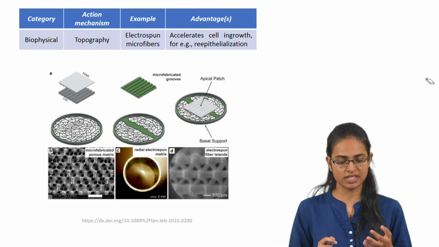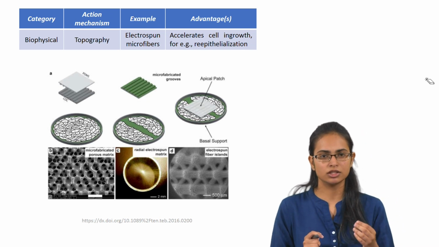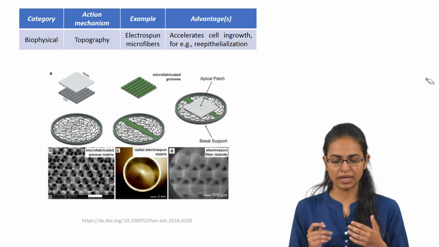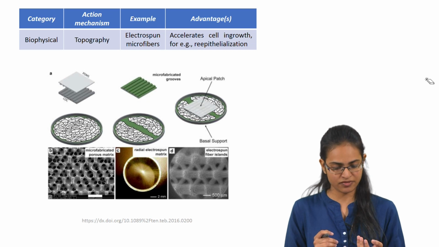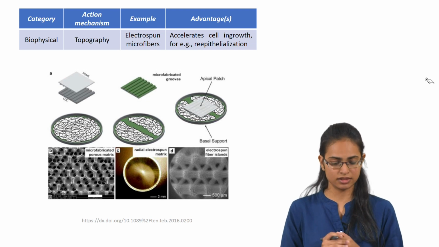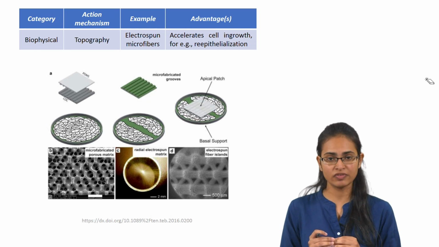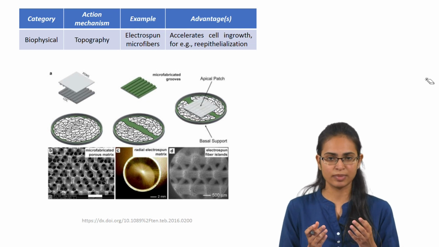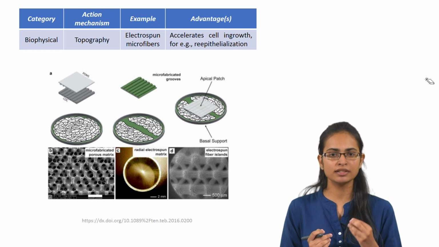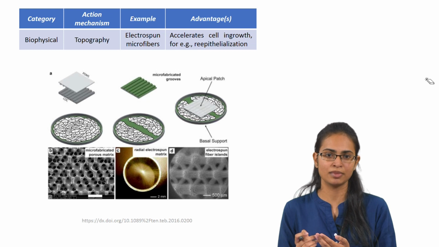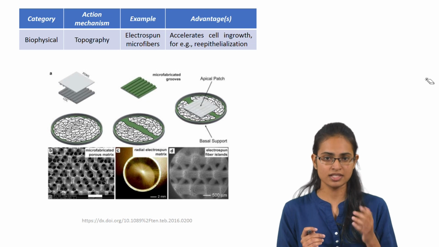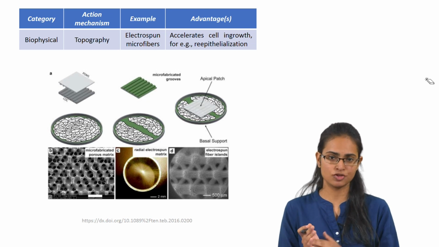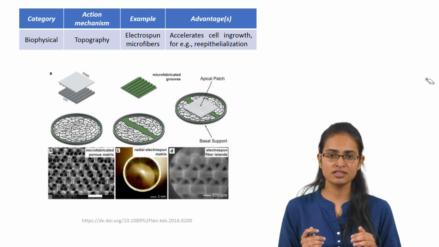Now we will look at biophysical signals. One such is the topography of the matrix. The topography of the matrix can guide cell migration through the graft. This can be achieved by using micro patterned surfaces. Here you can see there is a PDMS membrane which has microfabricated grooves on it, which has been synthesized using a mold. Human dermal fibroblasts have been cultured on the membrane, and mechanical wounding is done on the surface, and you place your patch on the membrane and observe the cellular ingrowth.